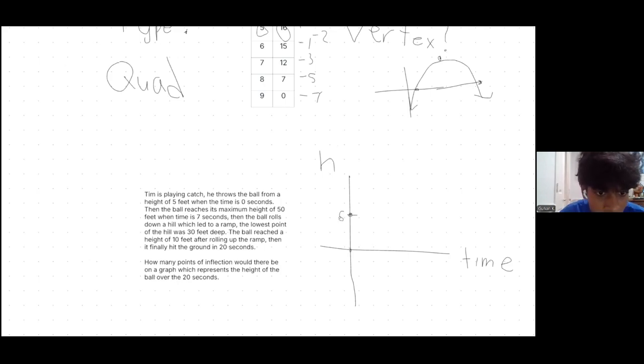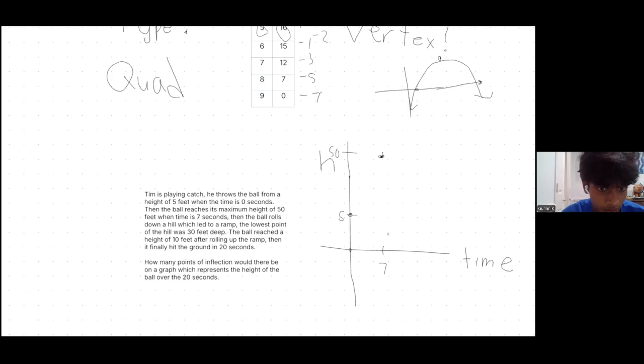Okay. Then it reaches a maximum height of 50 feet when the time is 7 seconds. So time is 7. Also, by the way, the maximum height indicates that that's one of the vertexes of this graph, because the maximums and minimums are going to be your vertexes. It's a neat trick to use for later. And then there we go. Maximum height is 50 feet.